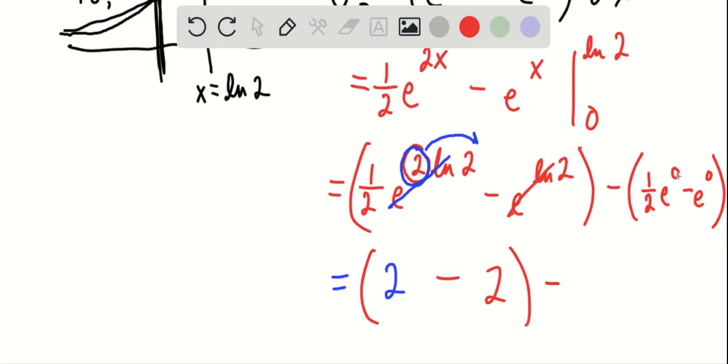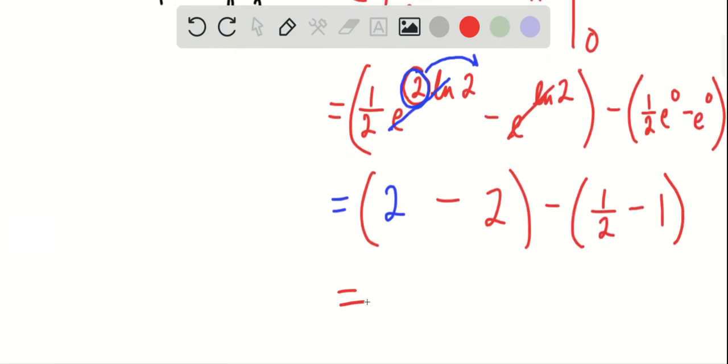Now, e to the 0 equals 1. So you're ending up with 1/2 minus, e to the 0 is 1. So as you're looking at this, we end up with 2 minus 2 is 0, minus 1/2 minus 1, which is negative 1/2. Well, 0 plus 1/2 equals 1/2, which is your answer.